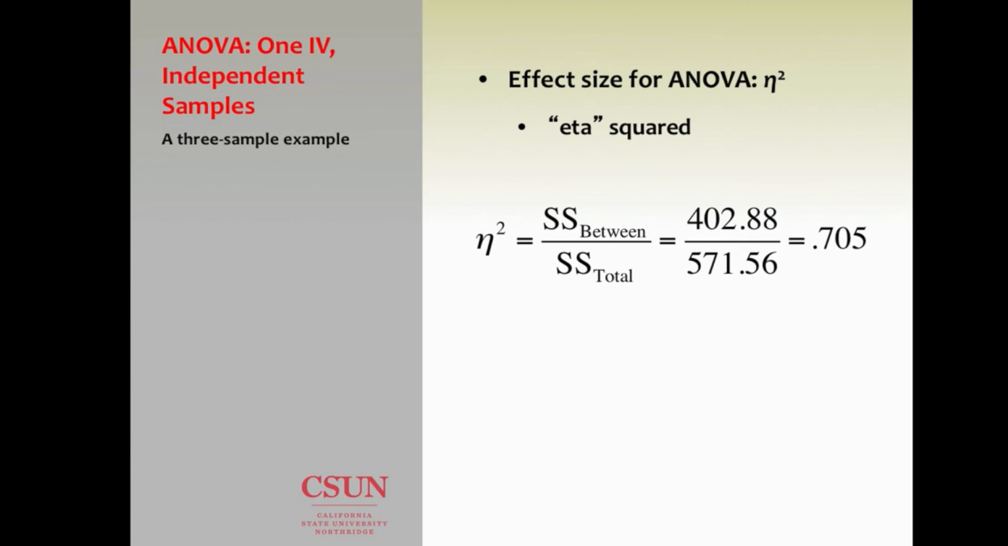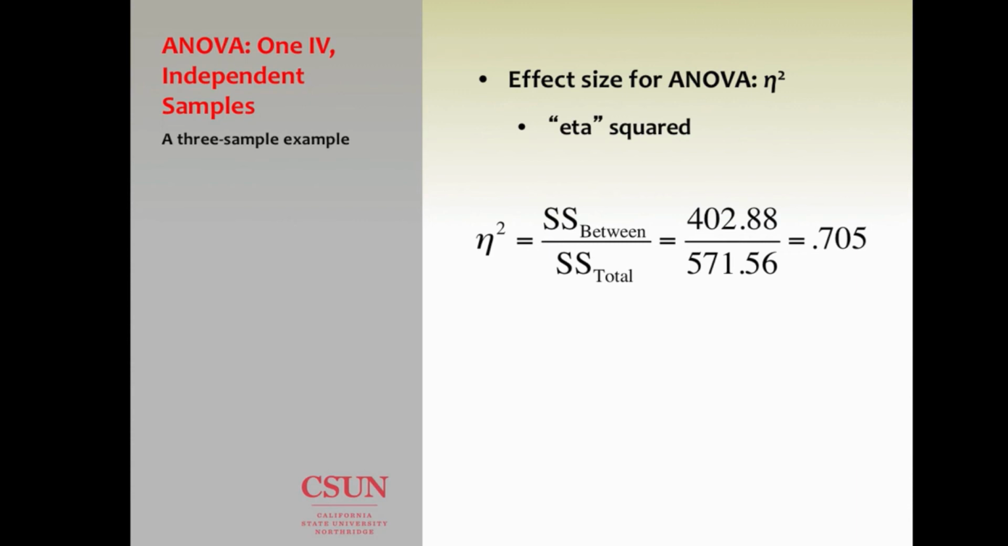It's basically just sum of squares between, which you already found, 402.88, divided by sum of squares total, which you just found by adding sum of squares between to sum of squares within for your summary table. So it's numbers that you've already got. And 0.705 is an effect size for ANOVA. It is the same kind of interpretation that you might derive from Cohen's d back when you did a t-test, or r squared when you did regression.